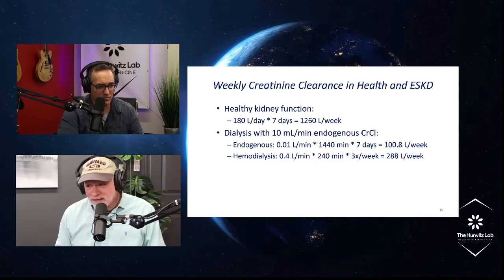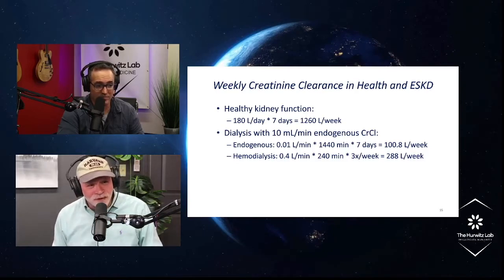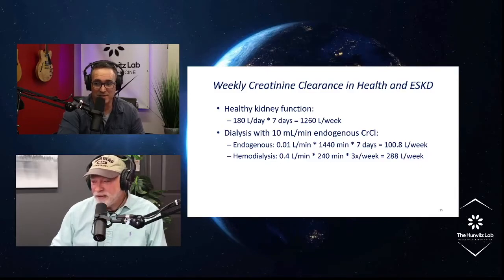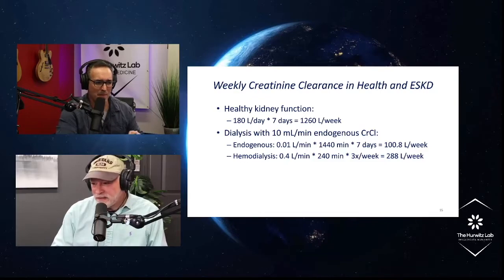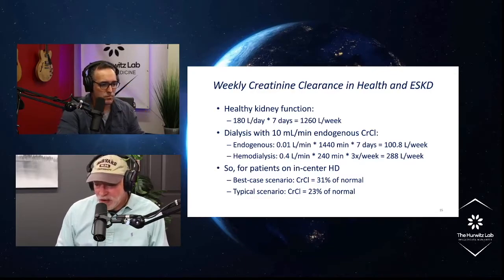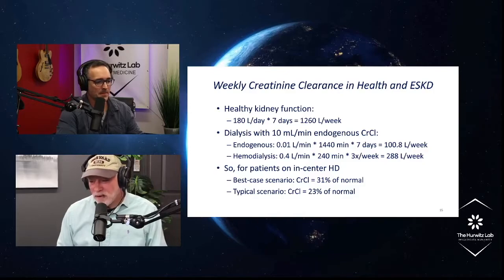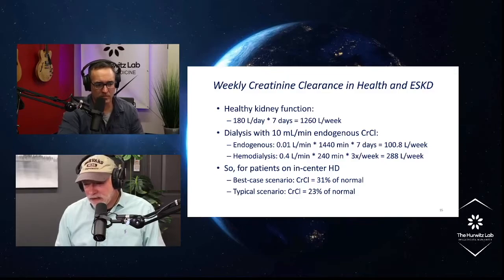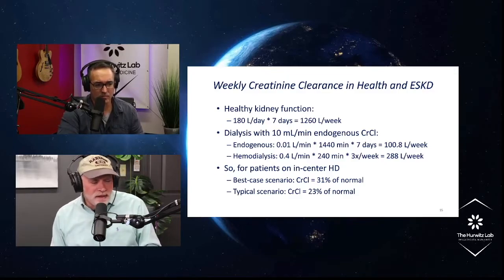And what does hemodialysis give you? So the blood flow in hemodialysis is 400 mils a minute, and your treatment is 4 hours. So that's 240 minutes. And you get 3 treatments a week. It's 288 liters a week. Right. So even if you're on dialysis, and you have no kidney function, the best case scenario is your creatinine clearance is 31% of normal. And if you have no endogenous clearance, it can be 23% of normal. So you're living your life on dialysis, but at 23% of the normal clearance.